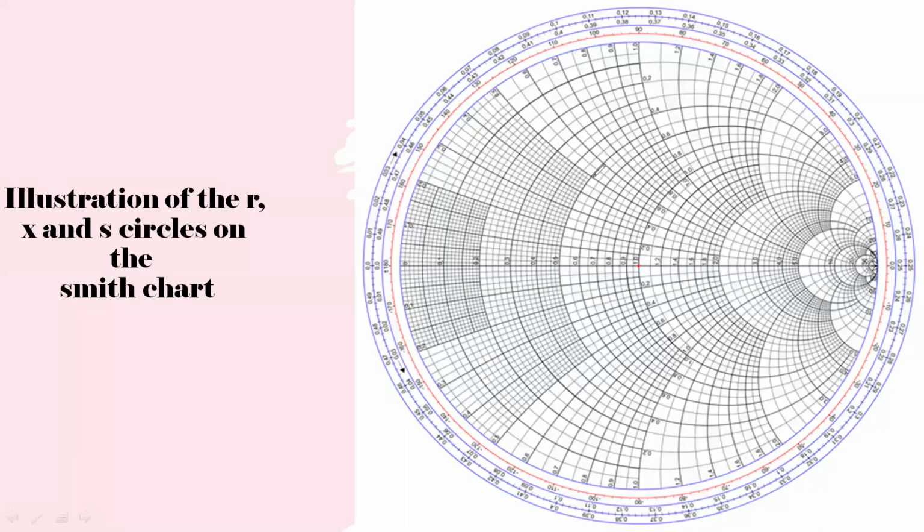I'll take an example of the R equal to 2 circle. This is the value of R equal to 2, 2.0 as notated here. So R equal to 2 is this one. The R equal to 2 circle is this one.